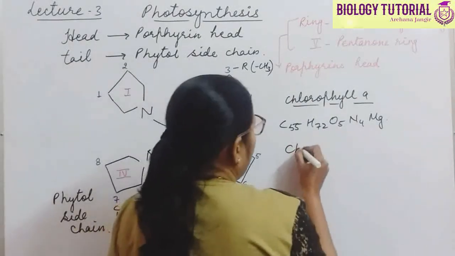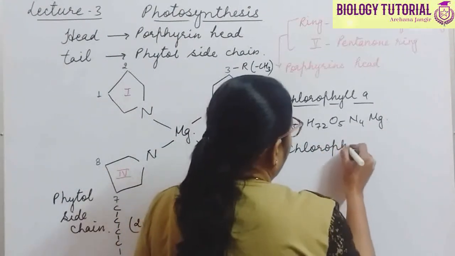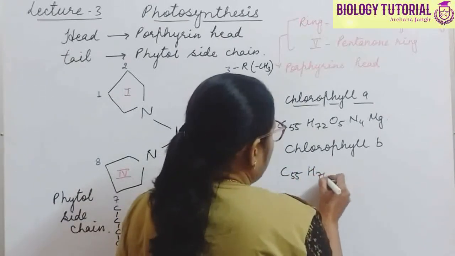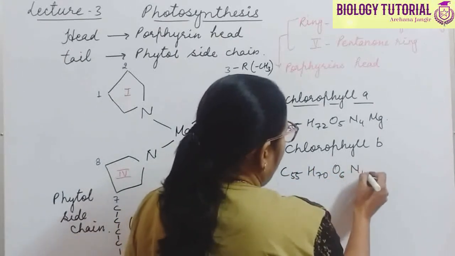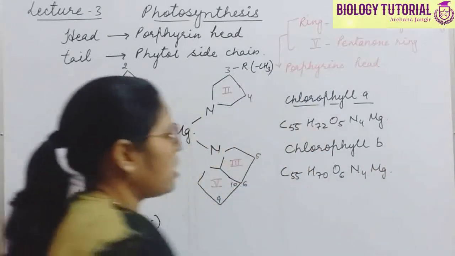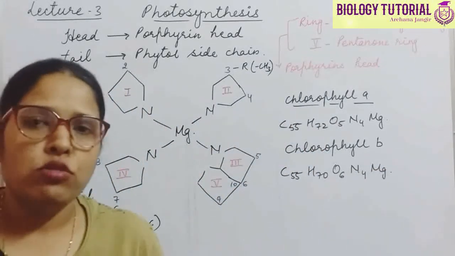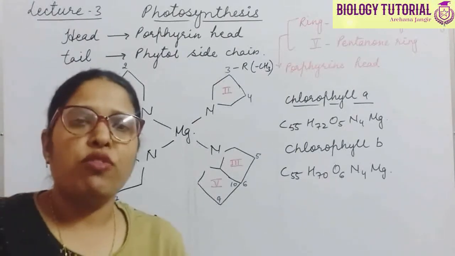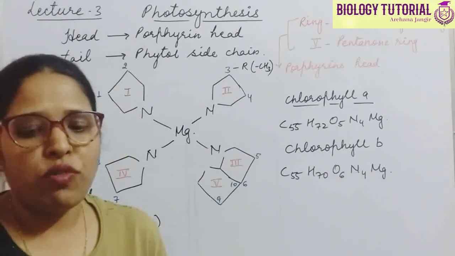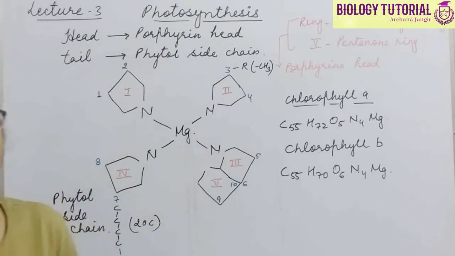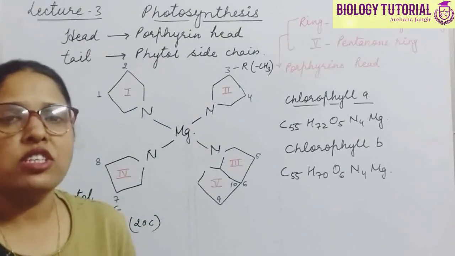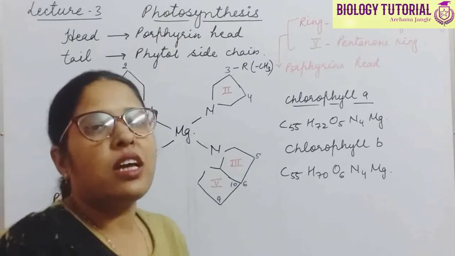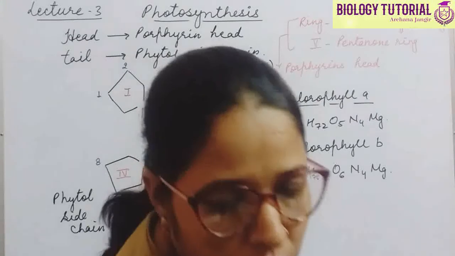Now chlorophyll B. What is the formula of chlorophyll B? So here it is C55H70O6N4Mg. This is the chemical formula of chlorophyll B. So you have to remember. Clear? Of these, chlorophyll A is the most important pigment, or the major pigment. Why? Because it acts as the reaction center in the process of photosynthesis.